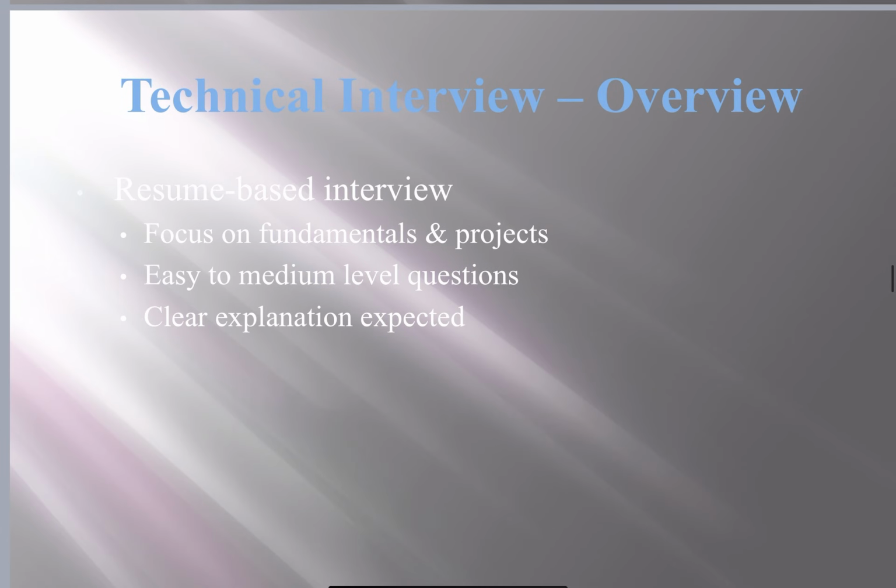Now coming on to the tech interview, which is one of the crucial parts for clearing the overall stage. If you clear this, almost your way to the final offer is clear. The interview will be heavily focused on all the resume points you mentioned, and easy to medium level questions will be asked. You should focus more on fundamentals, and a higher focus should be there on projects, and they expect a clear explanation from your point of view.